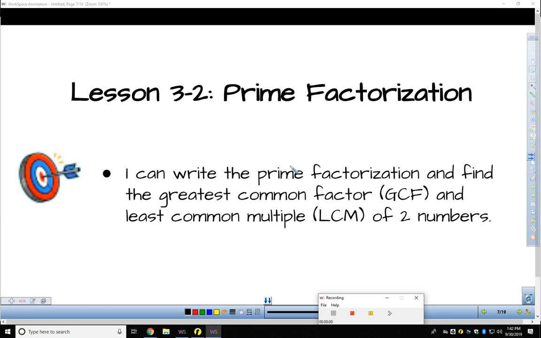Today we're going to be looking at topic 3.2, prime factorization. There is a lot to this particular section. We're going to learn what prime factorization is and be able to find it. We're also going to use that information to help us find the greatest common factor and the least common multiple of two different numbers. So get ready for it.